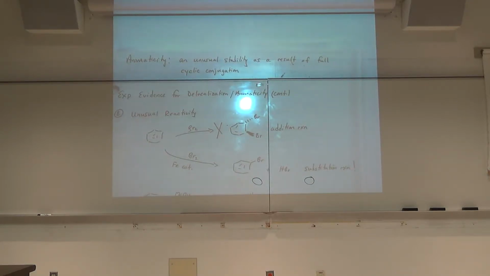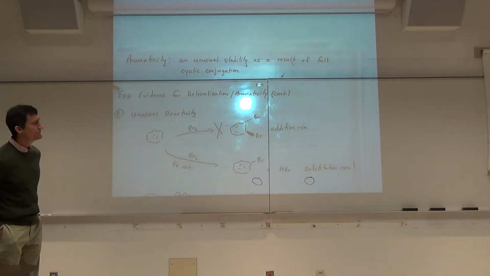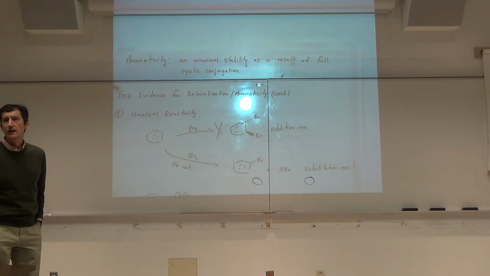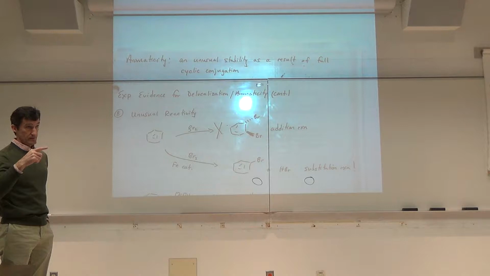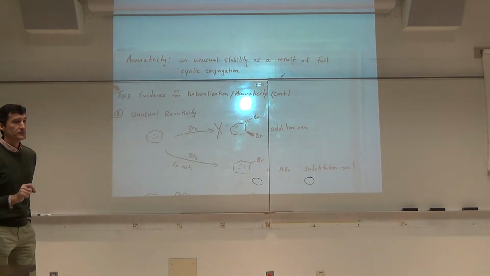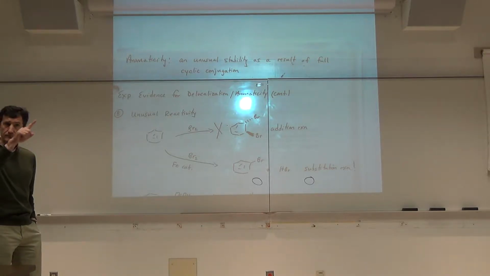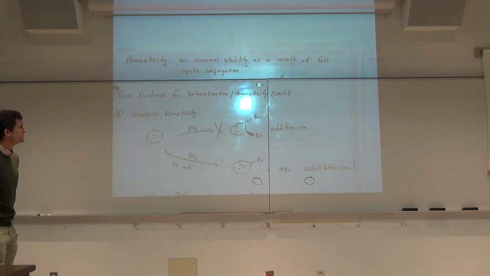What is aromaticity? Our first definition will be it's an unusual stability as a result of full cyclic conjugation. Cyclic conjugation, complete, that is full loop. That's what we just said about benzene. Fully cyclic conjugated leads to an unusual stability. What type of stability are we talking about?